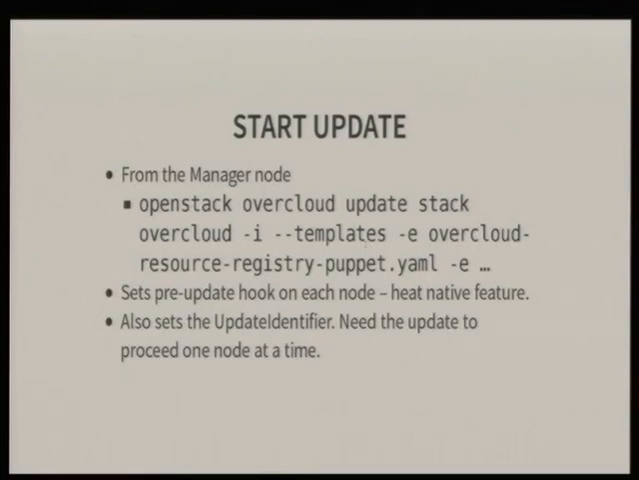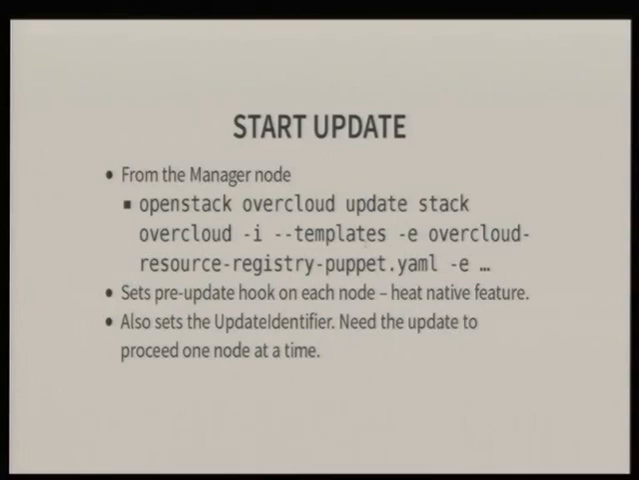And also the way we control whether a given node is going to be updated at a given time is by setting this update identifier. Effectively, this is just a timestamp, or just a parameter, a variable, which we will set for a given node, so that when it comes to updating that node, if the update identifier is set, and this is via the heat templates that we use to deploy in TripleO, that node will get updated. Otherwise, it just gets skipped.